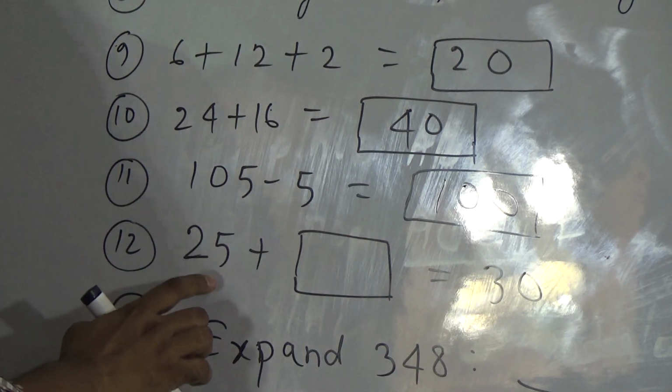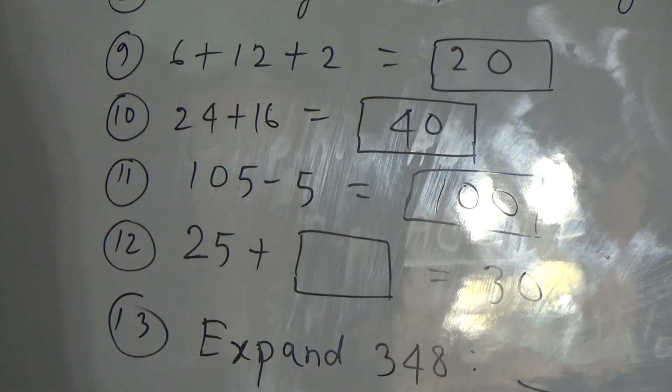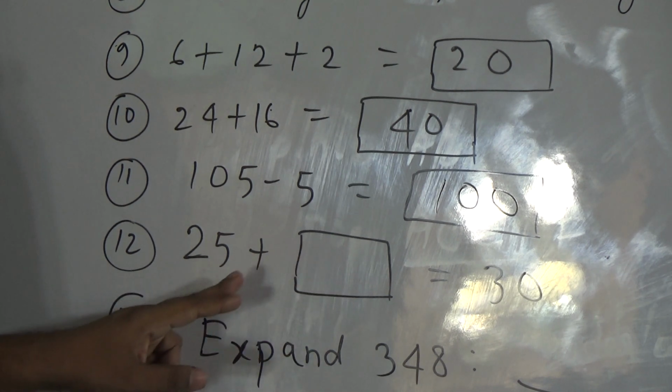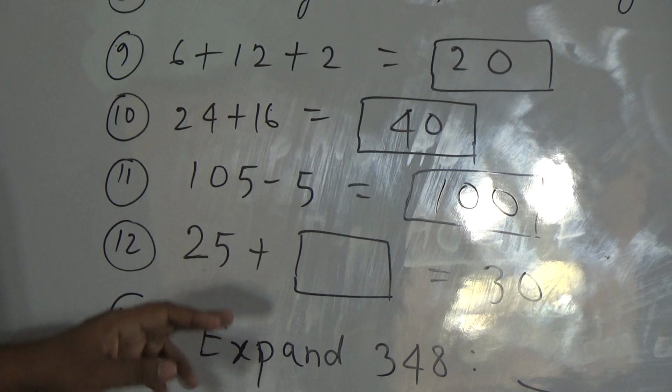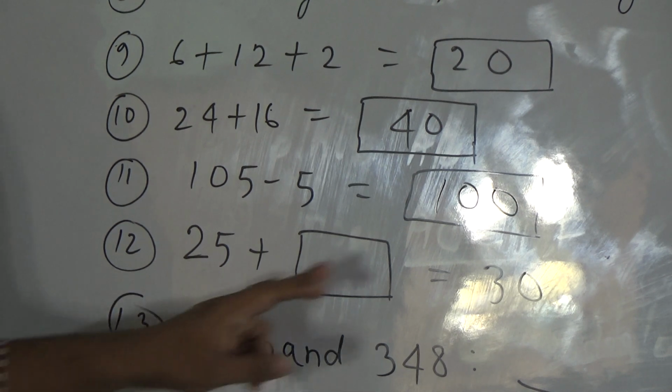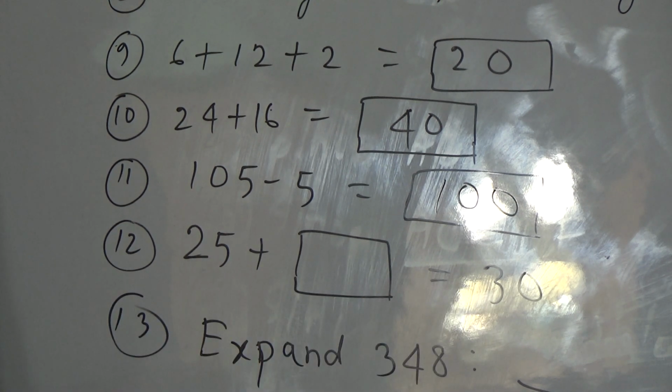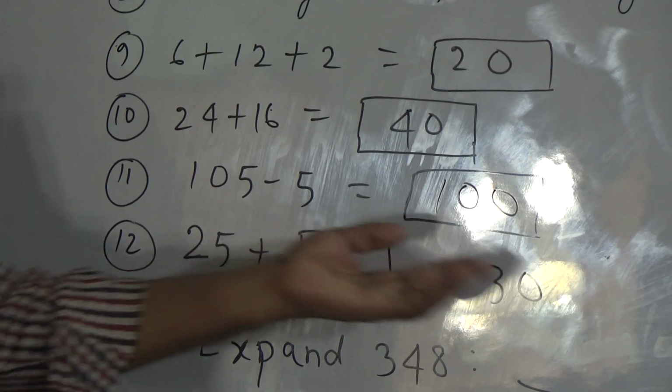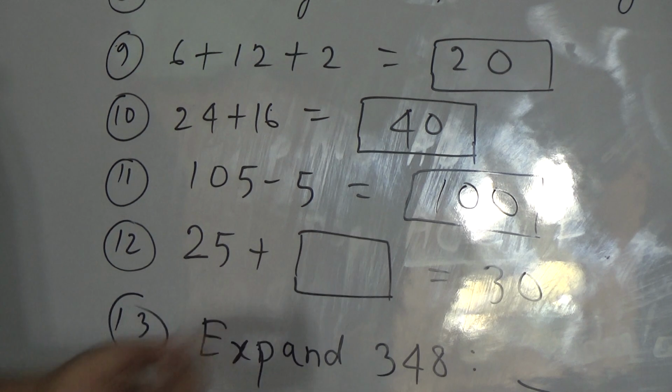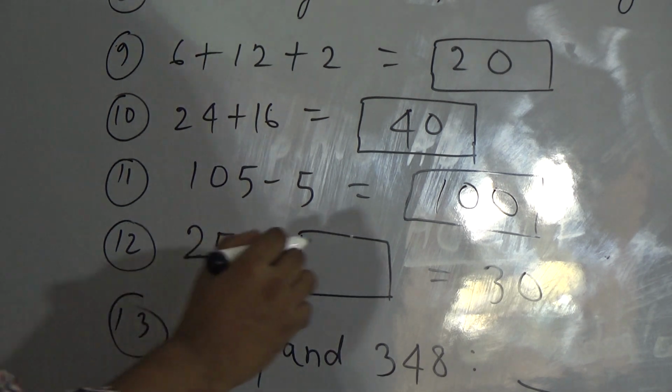Now 12 number, 25 plus dash equal to 30. For getting 30, which number we have to add with 25? Very easy. If we add 5 with 25, then we can get 30. And for getting answer, we have to subtract this 25 from 30. 30 minus 25, this is equal to 5. So answer will be 5.